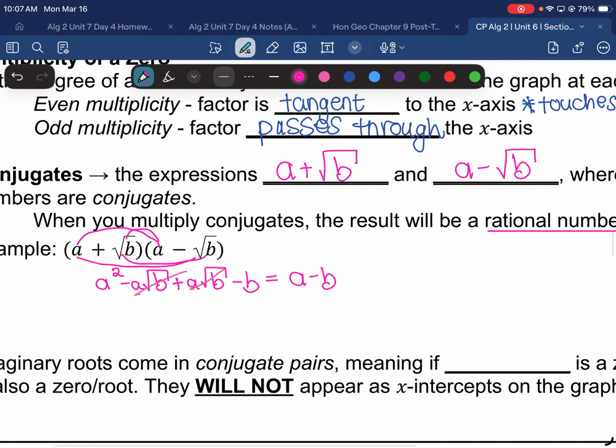Where did the a squared go? Yeah, sorry, it's a squared minus b. Yes. Sorry, a squared minus b. Not b squared though.